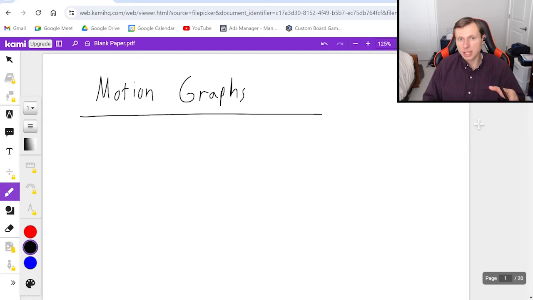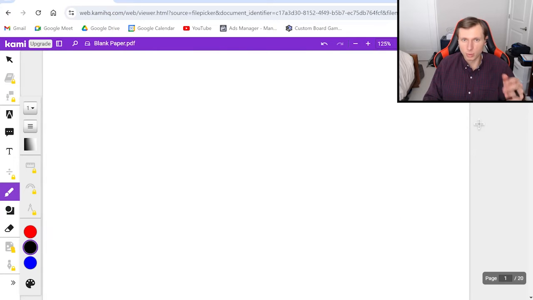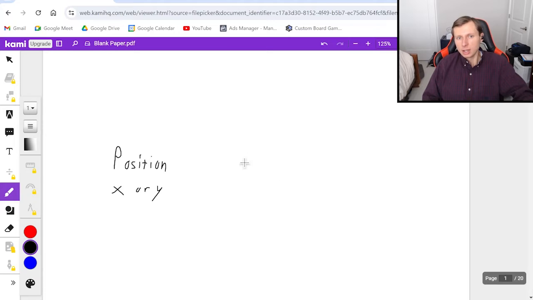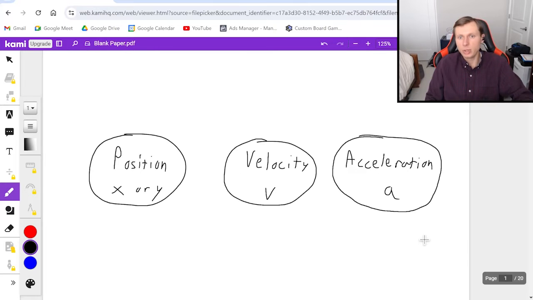And so let me start out by giving you a little roadmap for what we're going to be doing today. There are three quantities in motion: position, which is symbol x or y. You have velocity, which of course is v, and you have acceleration, which is symbol a. And we can go back and forth between position, velocity, and acceleration with graphs using the following relationship.